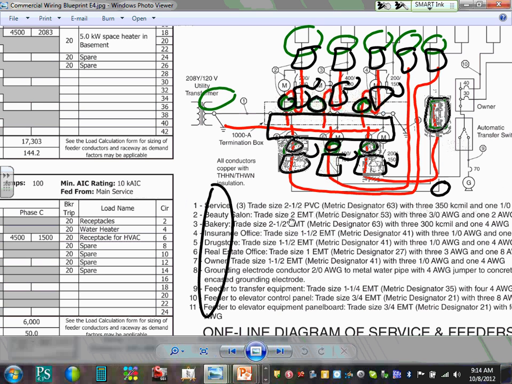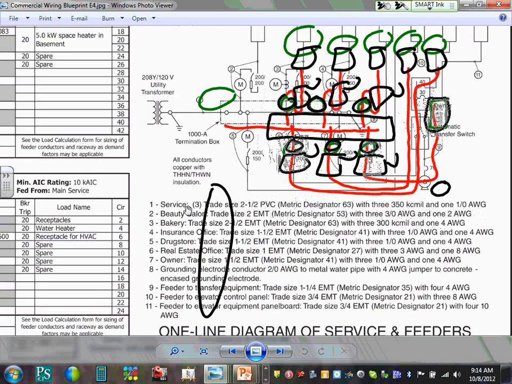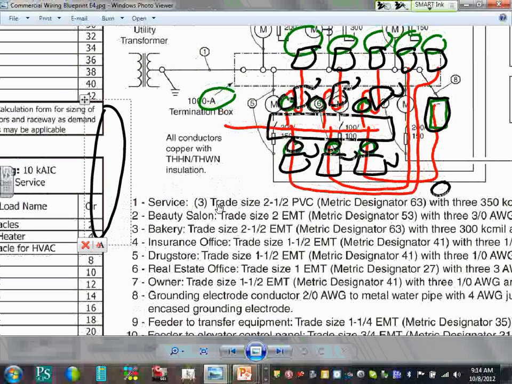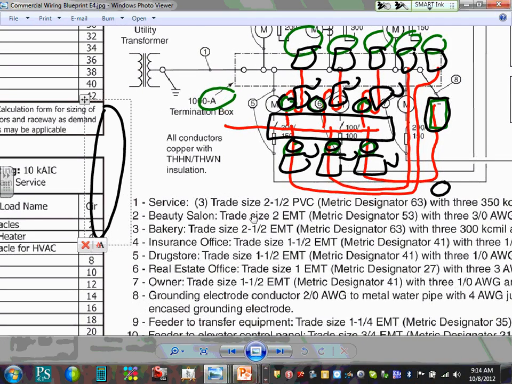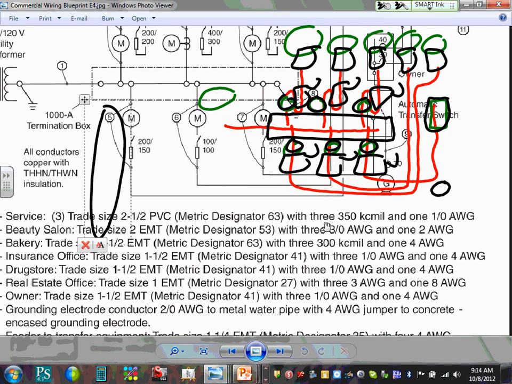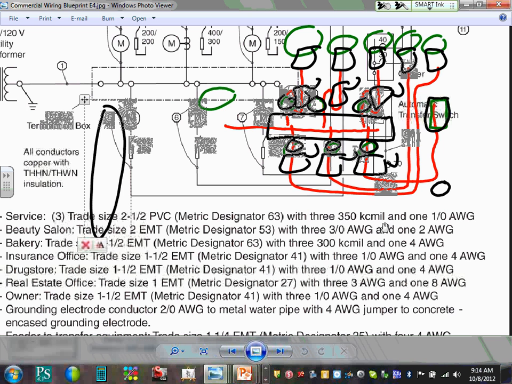Maybe I should do the service. Can you guys see the service? If you zoom in, it says service, 3 thread size, 1.5 inch PVC. We don't care about the metric designator, with 350 kcm and 1 1/0. What did Chad tell you about that one? Where's the insulation size? So they're paralleling. Can you guys see what they're doing? They're having a conduit of 3.5. How many of them?